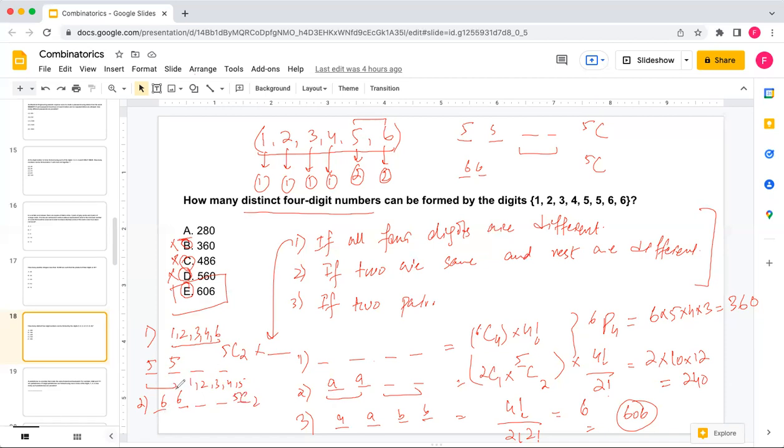And I combine these in the form of 2C1 into 5C2, right? Because only out of these 2 pairs, you will pick 1 for this position, and the remaining will be 5 distinct numbers, 1, 2, 3, 4, 5, or 1, 2, 3, 4, 6. That's why this is 5, not 4. Got the point? Yes. No other question in this?